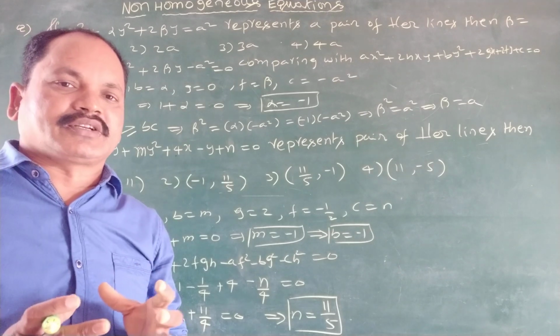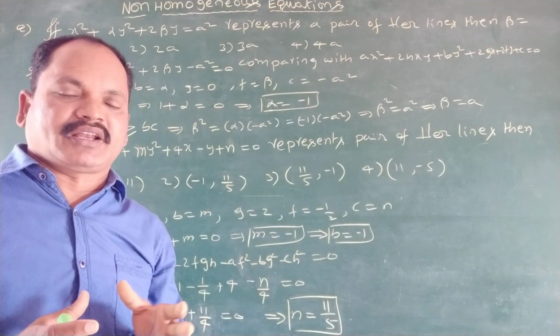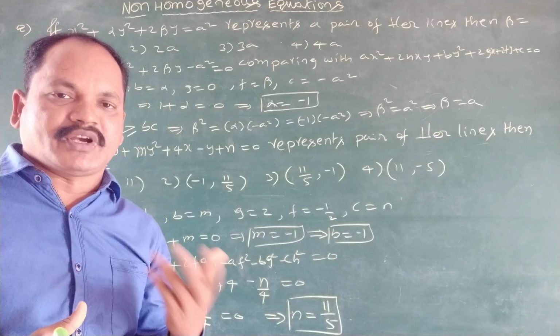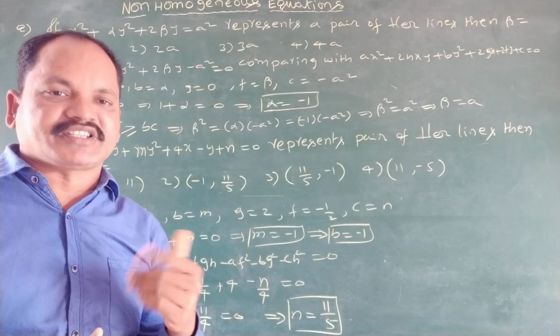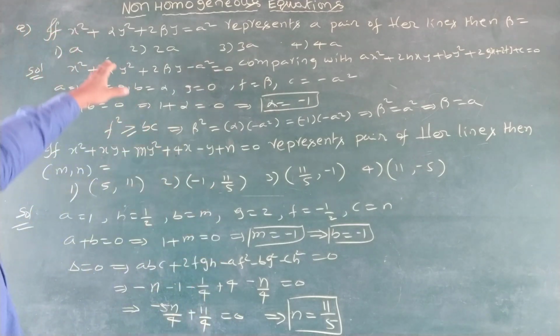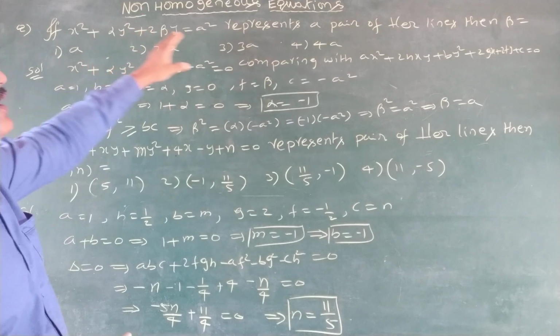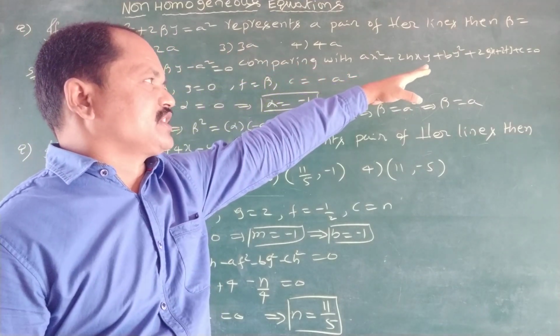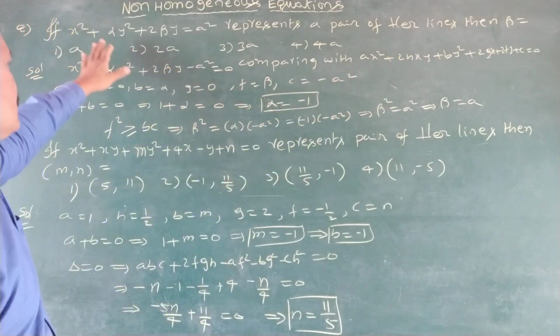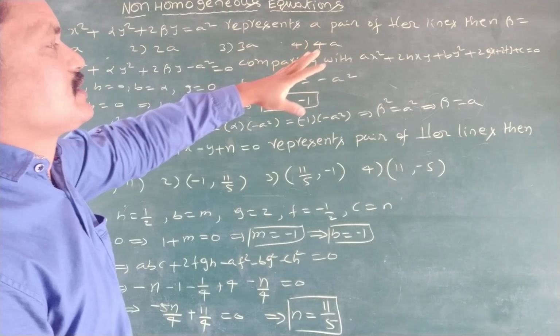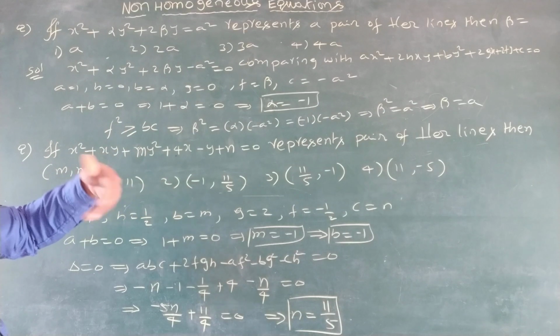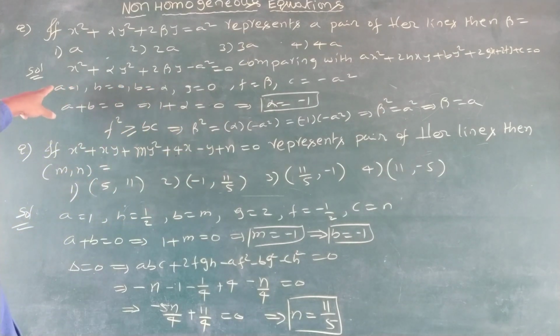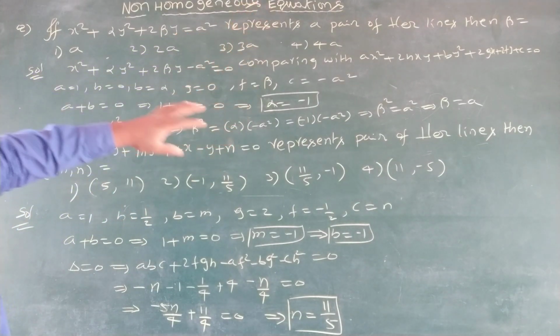Already we know that if a pair of lines represents perpendicular lines, then the coefficient of x square plus the coefficient of y square is equal to 0. That means a plus b is equal to 0. That's why we compare the given equation with the pair of lines equation ax square plus 2hxy plus by square plus 2gx plus 2fy plus c is equal to 0. That means it represents a pair of lines. Definitely we have to prove delta is equal to 0, or it is already given that it represents a pair of lines.